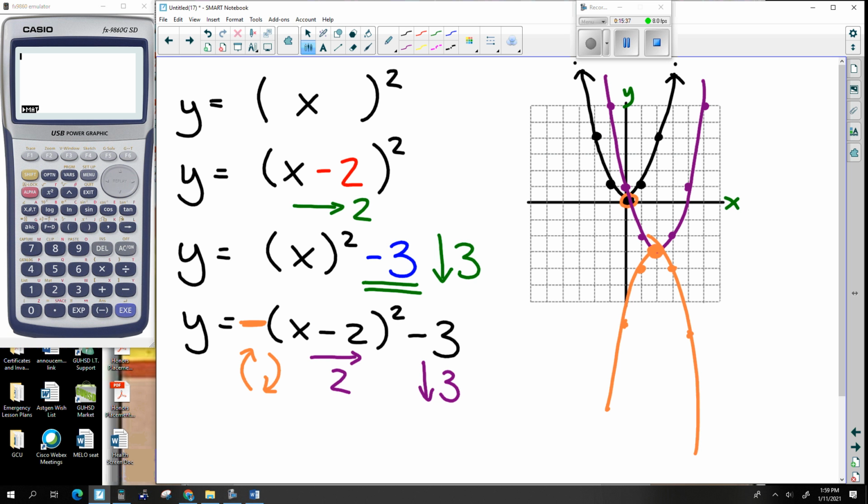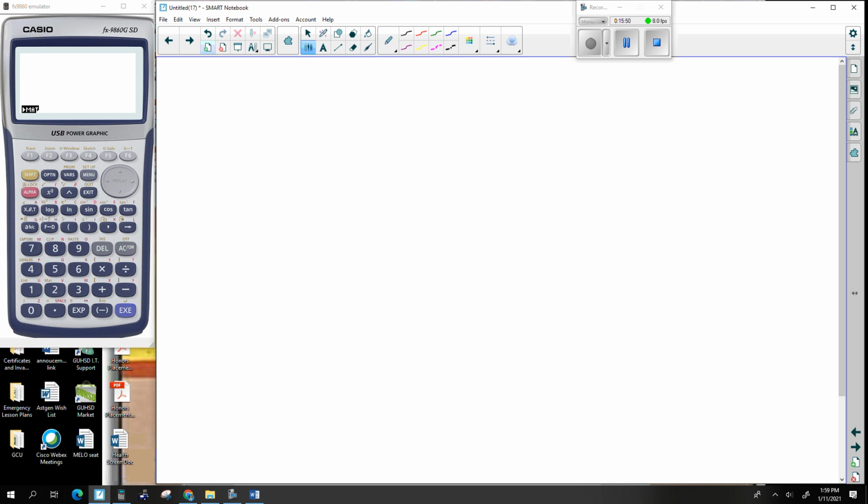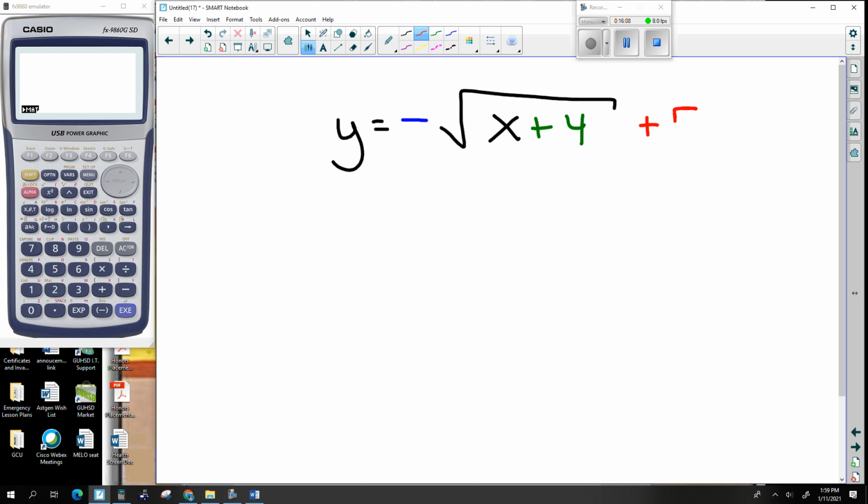Okay, there's one more thing that you may need to know, but I'm going to forego teaching that right now, and if it's on one of the problems, then I'll explain it then. All right, so these are all of the manipulations. Let me go one more time through what you might see. So y is equal to the square root of x, and let's say we have a minus, plus 4, plus 5.